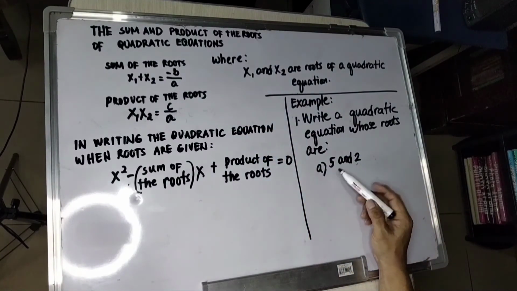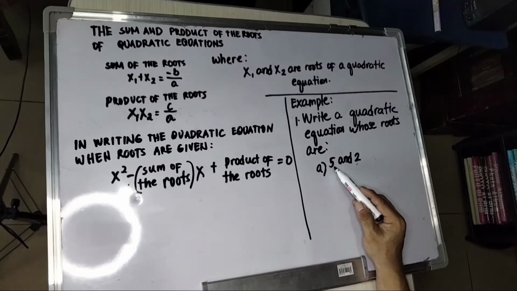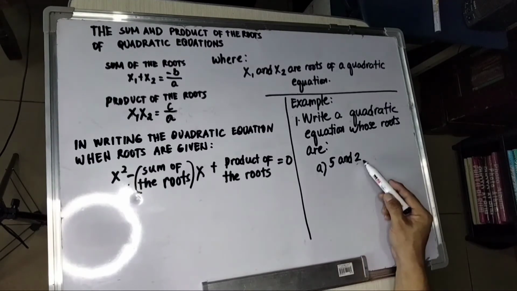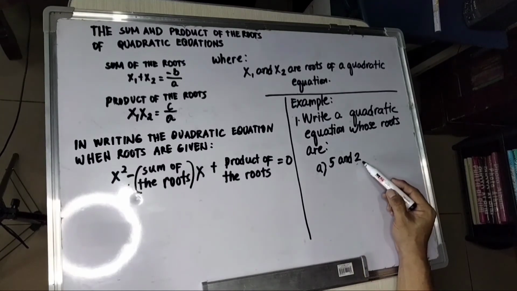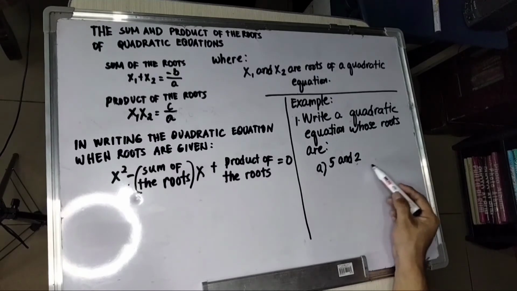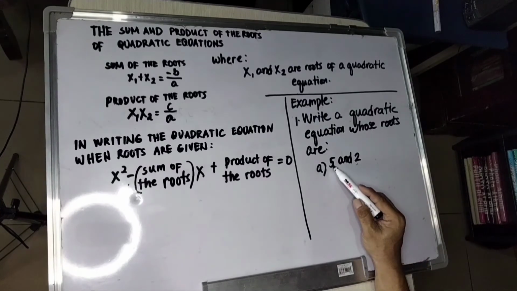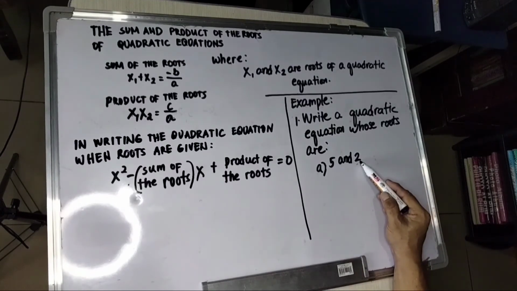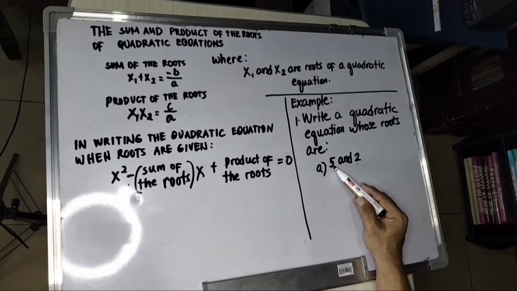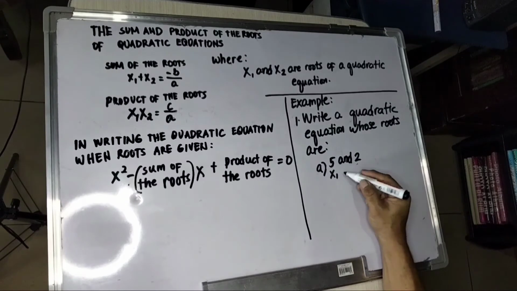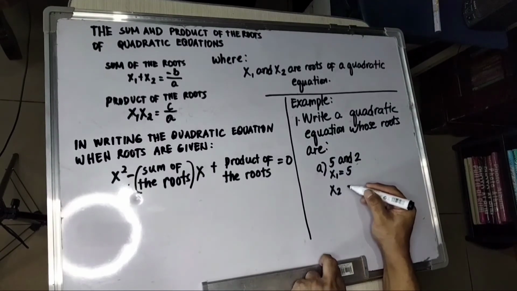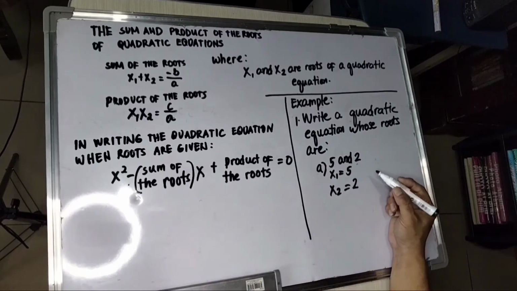So, we have the roots here are 5 and 2. We can designate 5 as x sub 1 and 2 as x sub 2. We can interchange these two. If this is x sub 2, then this is x sub 1. So, let's try if this is x sub 1. So, x sub 1 is 5 and x sub 2 is 2.